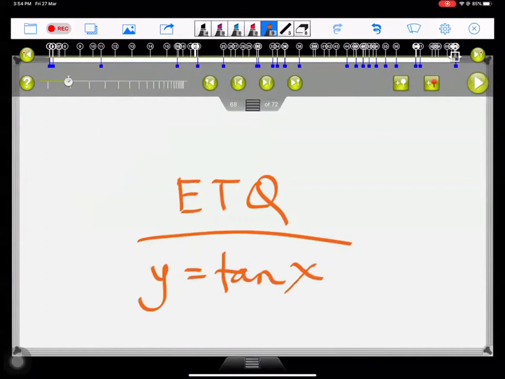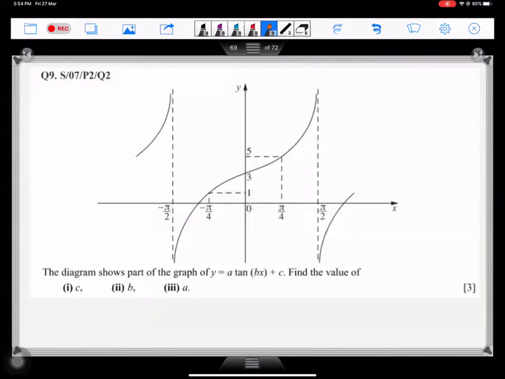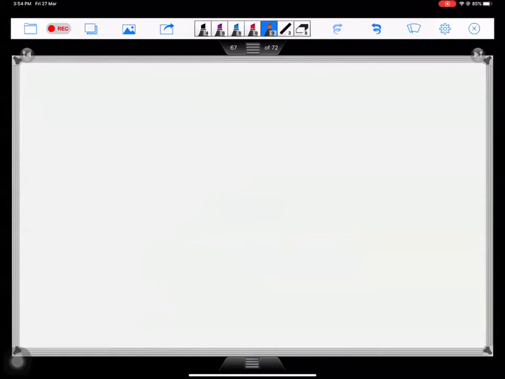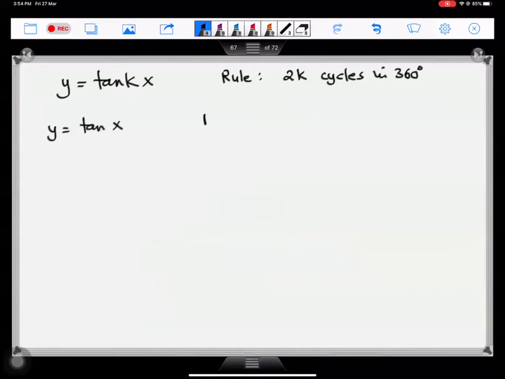For y is equal to tangent x, the diagram shows part of the graph. Aha, one thing I forgot. What was that? The tangent kx. Y is equal to tangent kx. The rule is 2k cycles in 360 degrees. That means for y is equal to tangent x, k is 1, therefore 2 times 1 cycle in 360 degrees.